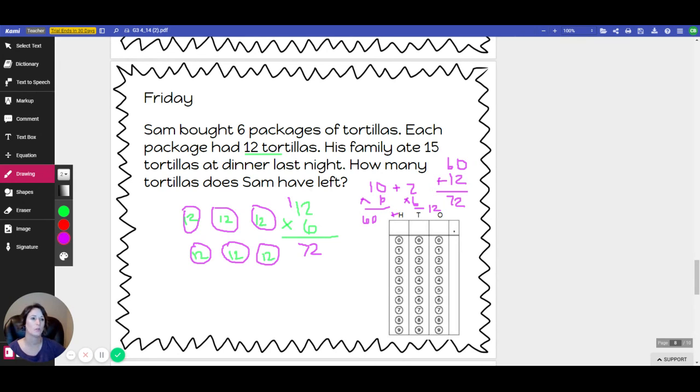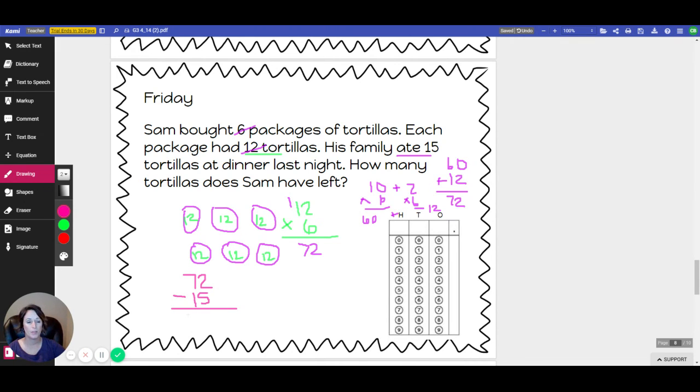So let's go back in our story. I did the 6 and the 12. 6 packages with 12 in each one. I did that. Check. That's 72. His family ate 15 of them. What am I going to do now? I'm going to take my total that I found and I'm going to subtract what we ate. So this was a multi-step problem. I need to do more than one step to solve it. So 72, take 15 away.